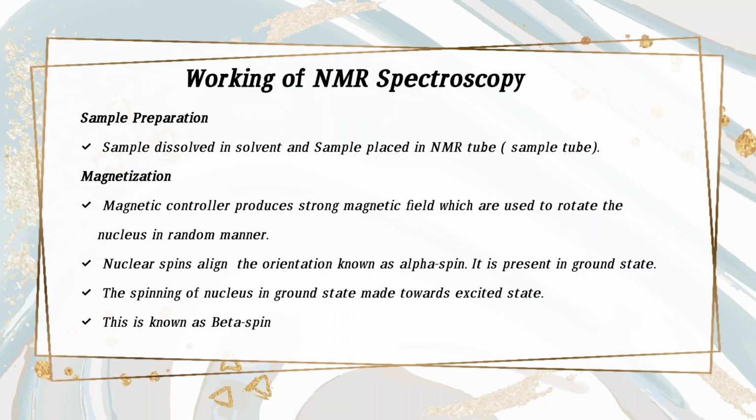Working of NMR spectroscopy. First, sample preparation. The sample is dissolved in solvent and placed in an NMR tube. Magnetization. The magnetic controller produces a strong magnetic field which is used to rotate the nucleus in a random manner. Nucleus spin aligns in an orientation known as alpha spin. It is present in the ground state of the nucleus. The spinning of the nucleus in the ground state is made towards the excited state. This is known as beta spin.